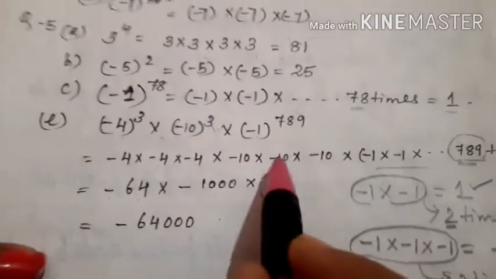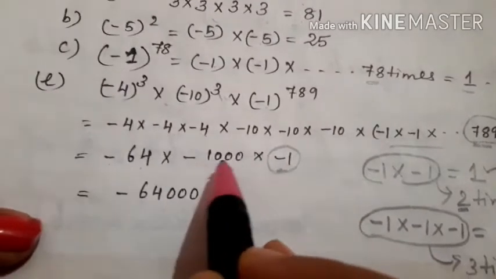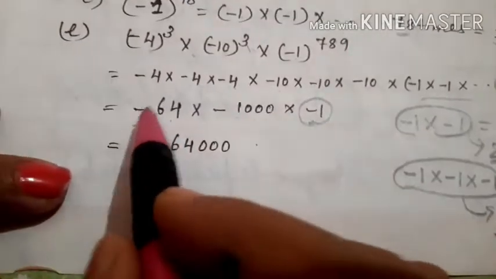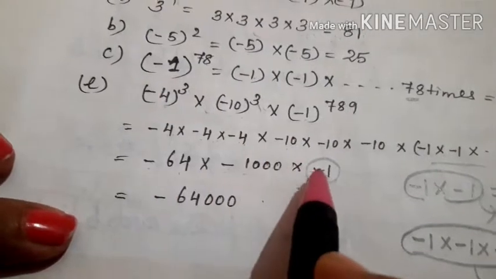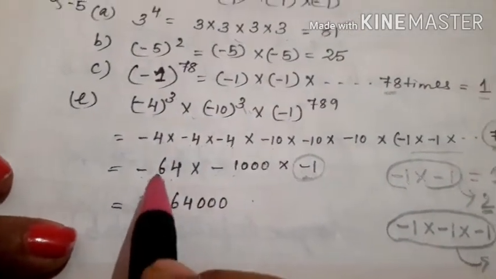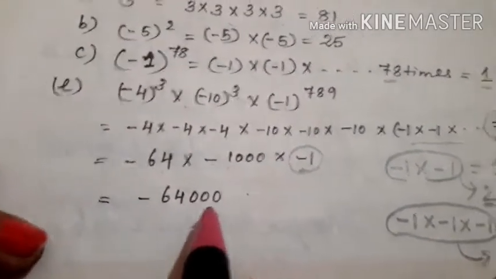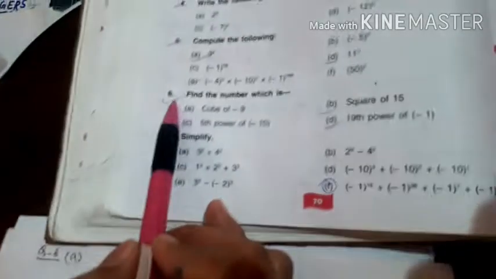Then you see 4 into 4 into 4, minus 64. Then 10 into 10 into 10, 1000, minus 1000. Then minus 1. Minus into minus is plus, then plus into minus is minus. Minus 64,000. Okay.